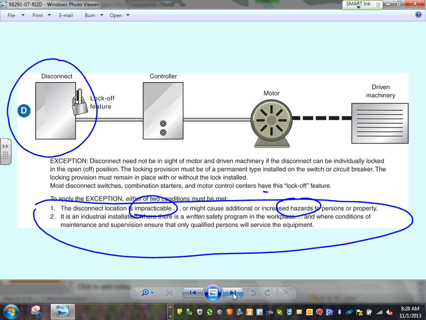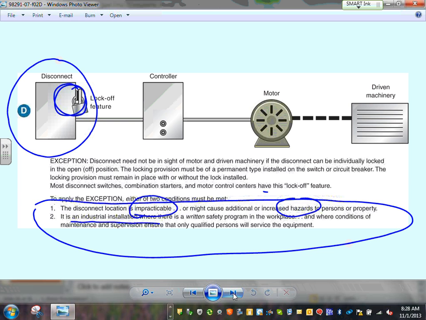And condition number two, in industrial installation, factories, not commercial buildings, in industrial installation, where qualified people maintain and troubleshoot the system. Those are the only two conditions, guys. If you meet them, you can put your disconnect anywhere you want in the plant, as long as it's lockable. I can't emphasize this enough, this is the exception, not the rule. The rule is the disconnect has to be within sight of the equipment and the controller. The exception, if you meet these two conditions, you can put your disconnect anywhere you want, as long as you lock it.